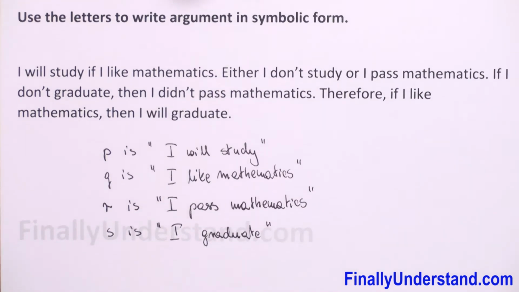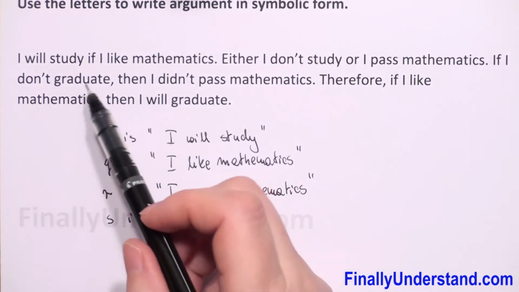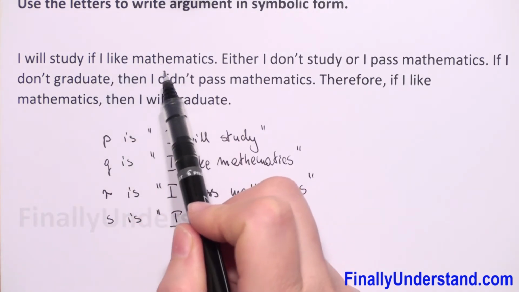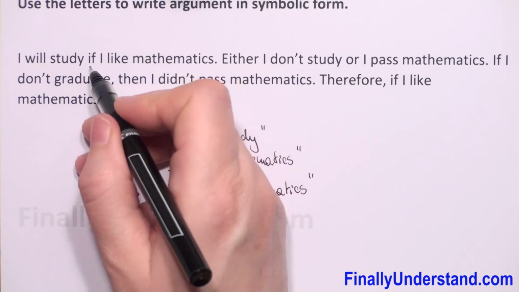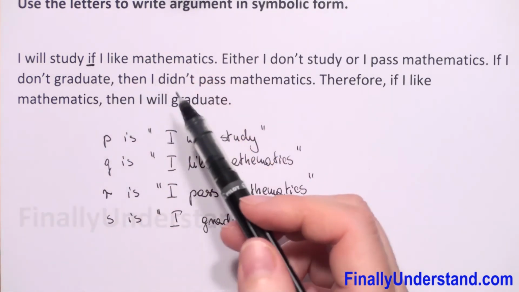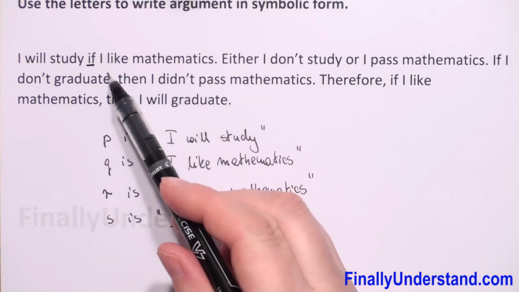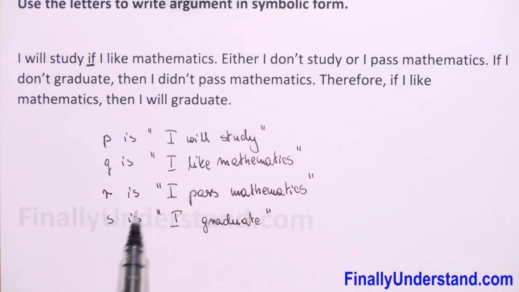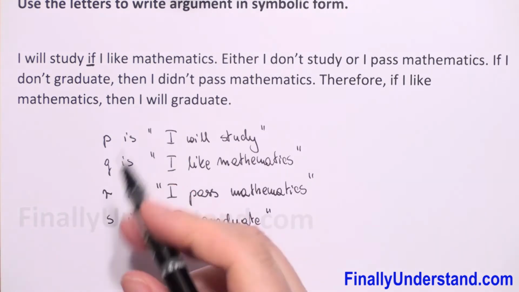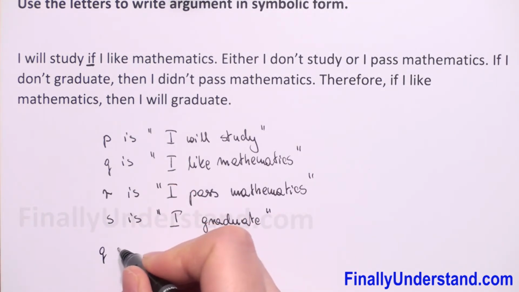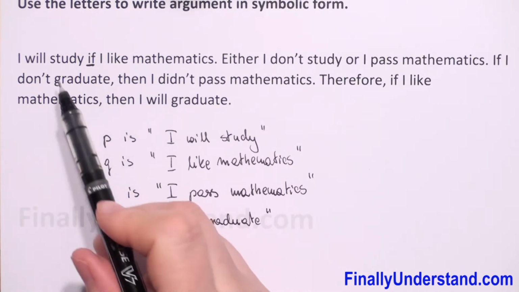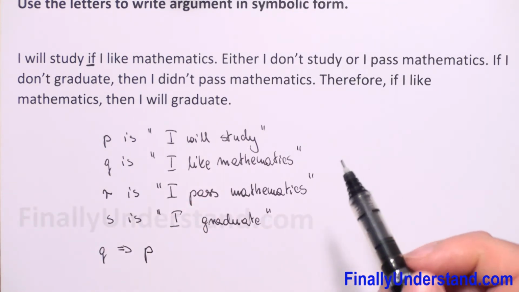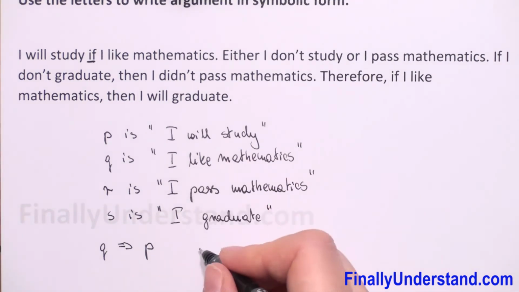So now we will start from the beginning. We have I will study if I like mathematics. So we have a conditional statement. We always start from if. So we have if I like mathematics, I will study. I like mathematics is our Q, so we have a conditional statement: Q implies I will study, and this is our P. This is our first premise.